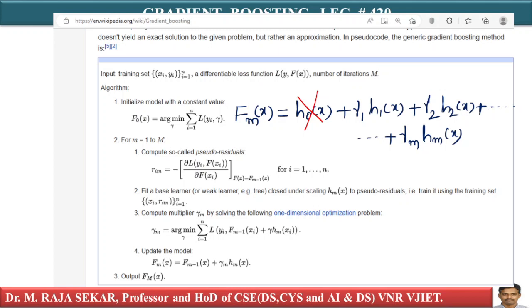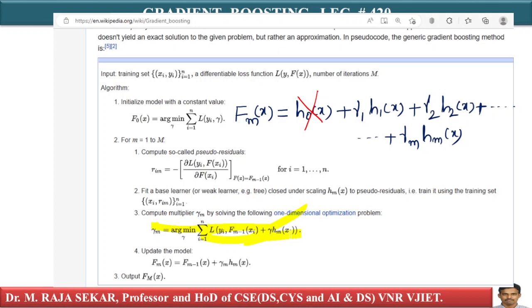How do I compute gamma m? I can compute gamma m equal to arg min of, what is my gamma m? Gamma m equal to arg min over sigma i equal to 1 to n of L of yi comma fm minus 1 of xi plus gamma into hm of xi.